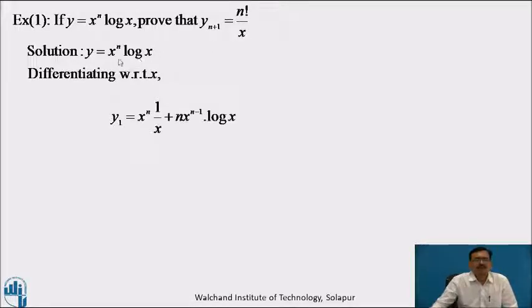Now differentiating with respect to x, y1 means dy by dx is equal to, using UV rule, x raised to n as it is, and derivative of log x is 1 by x, plus n into x raised to n minus 1, which is the derivative of x raised to n, into log x as it is. Now multiplying both sides by x, we get x y1 equal to x raised to n plus n into x raised to n minus 1 into x, means x raised to n log x, which you can write as x raised to n plus n into y, because x raised to n log x is y.